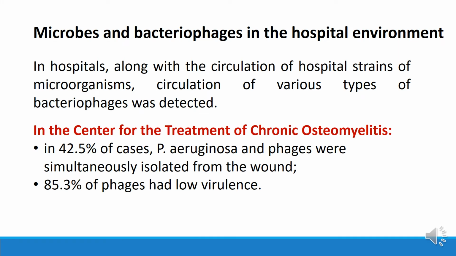Microbes and bacteriophages in the hospital environment. Of course, in hospitals, along with the circulation of hospital strains of microorganisms, spontaneous circulation of various types of bacteriophages was detected. This phenomenon can contribute to the formation of stable self-regulating three-membered parasitic ecosystems that have a certain importance in the formation of hospital strains.